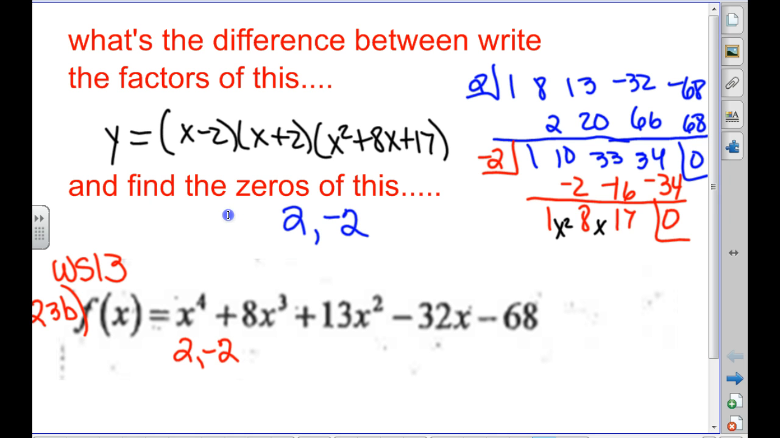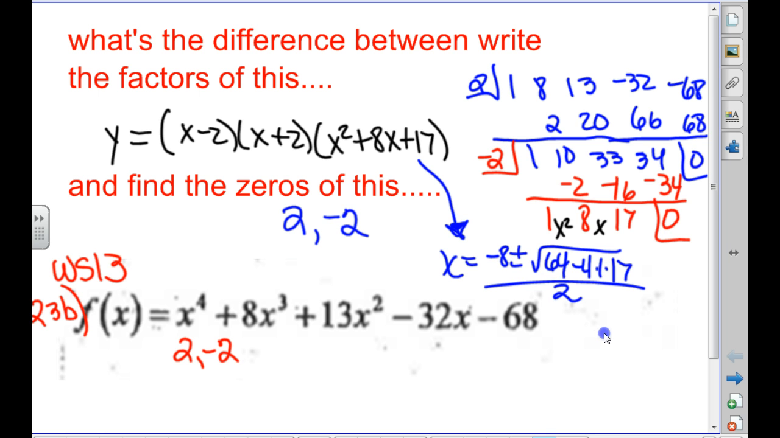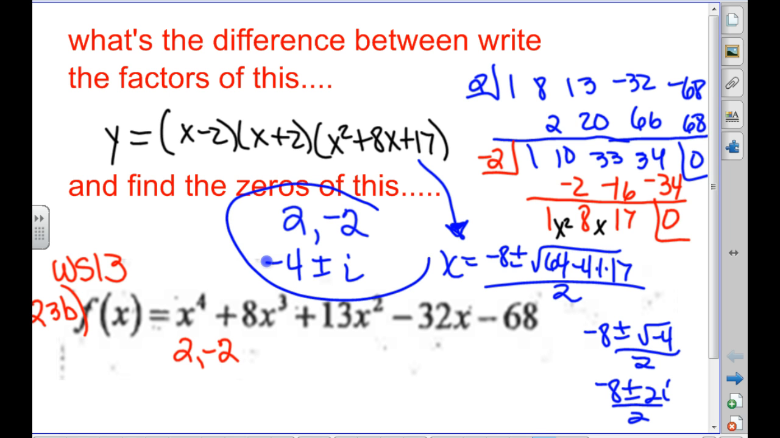If it said find all the zeros, what would you have to do to find the other 2 zeros? Okay. You would use quadratic formula. Which comes out plus or minus the square root of -4. So -8 plus or minus 2i over 2, which simplifies to what? Okay. -4 plus or minus i. Now do I have all 4 possible zeros? Okay. If it said over the complex number system, I now have all 4 of them.